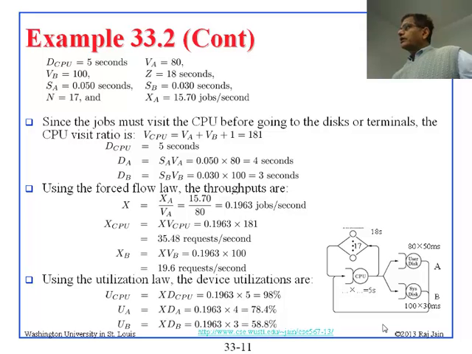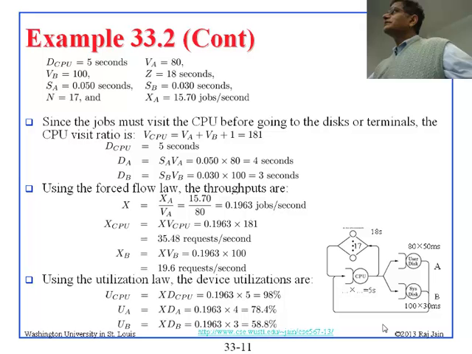And then you can calculate utilization, because utilization of the CPU is X times D_CPU. X is given and D_CPU is 5, so it is 98%. U_A, the utilization of disk A, is X times D_A, which is 78%. And utilization of B is 58%.